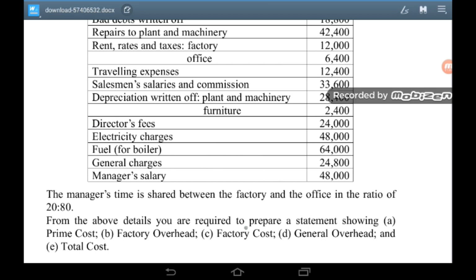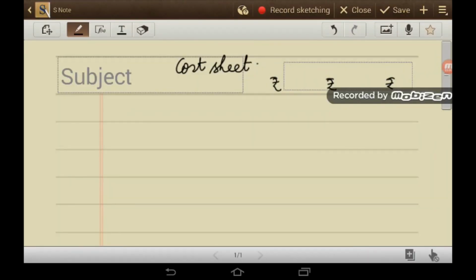From the above details, you are required to prepare a statement showing prime cost, factory overhead, factory cost, general overhead, and total cost. In the cost sheet, you should have proper understanding about the different types of cost and in which section we are going to place those costs. Like, what are the costs that will be added up to arrive at prime cost? Then what are the different factory overheads that will be added up to arrive at factory overhead? Then it will be added with the prime cost to arrive at factory cost. Then office and administrative costs will be added to arrive at cost of production. So this cost classification should be clearly understood by a student.